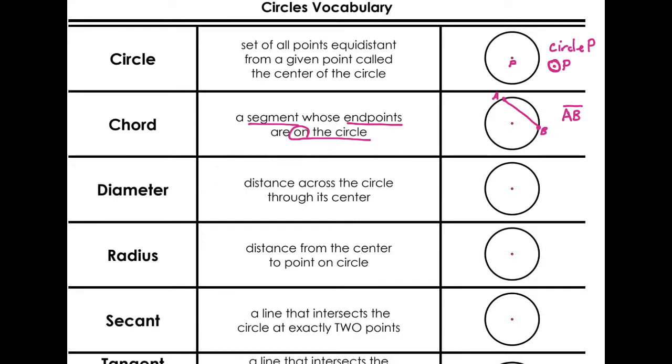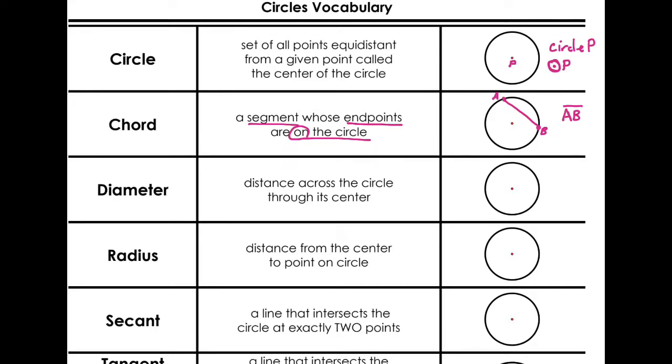Remember, the line on top there is important. It has ends. It's not a ray, and it's not a line. So it's very important you put the segment across the top so we know it's a segment, not a line or a ray. So the next one is diameter.